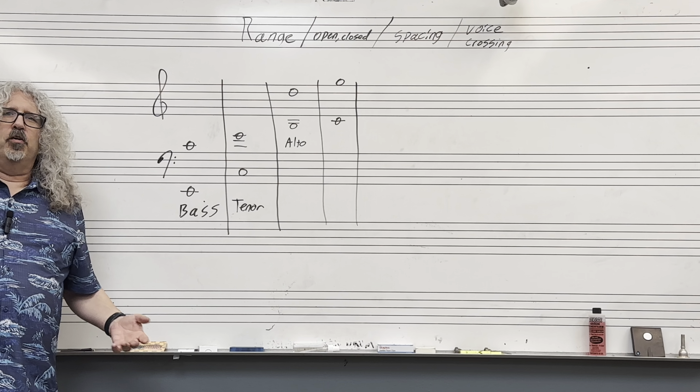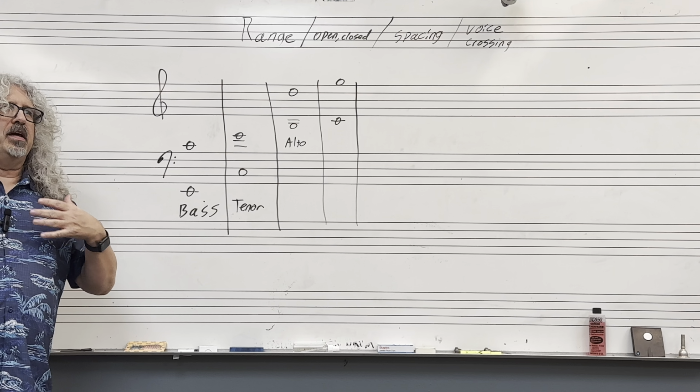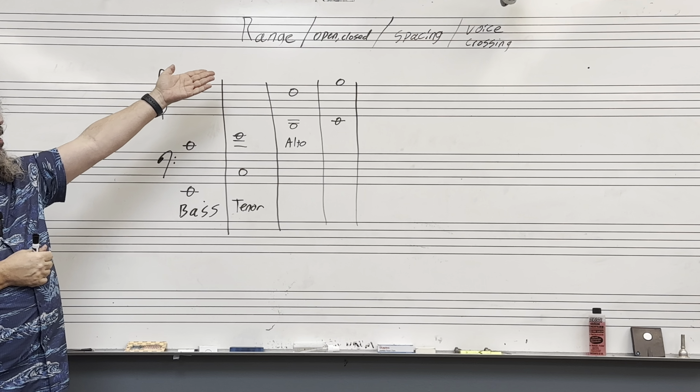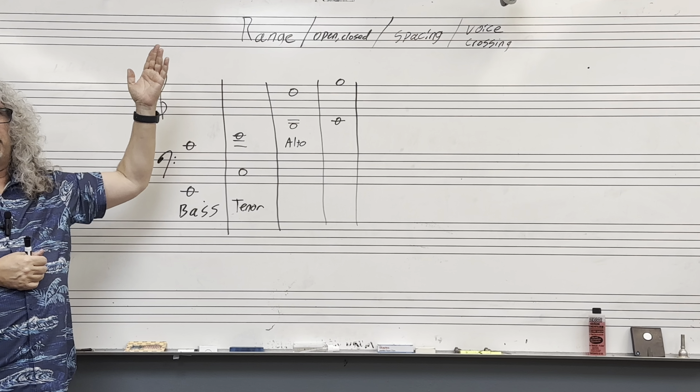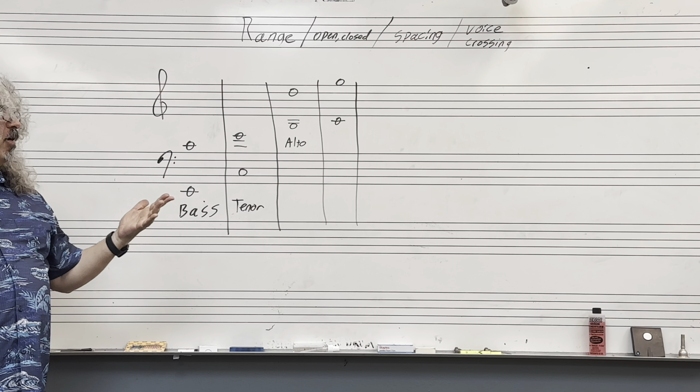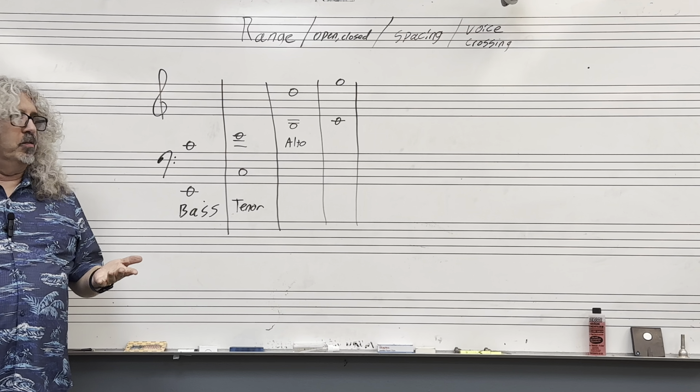This video is going to deal with a bunch of different issues, mainly having to do with spacing. So if you can see, we're going to talk about our range, what kind of range you can use. We're going to talk about something called open and closed structure, spacing, and voice crossing. So first of all, the range that you can use.